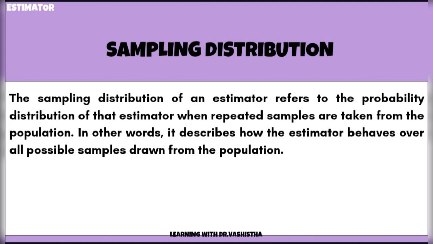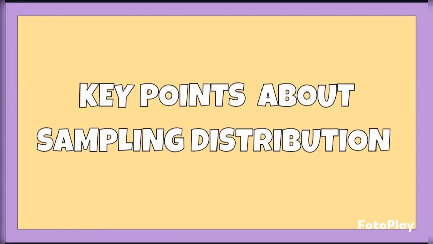Now this concept is the sampling distribution of our estimator. See, this sampling distribution is nothing else but the probability distribution of our estimator when we are taking repeated samples from the same population. Meaning to say that it explains how the estimator would behave over all possible samples drawn from the same population. So now what are the key points of this sampling distribution?